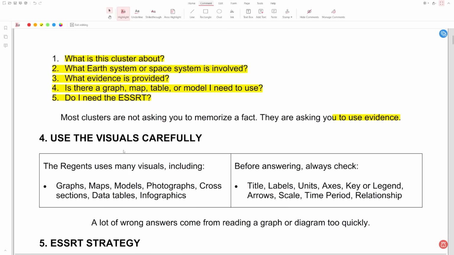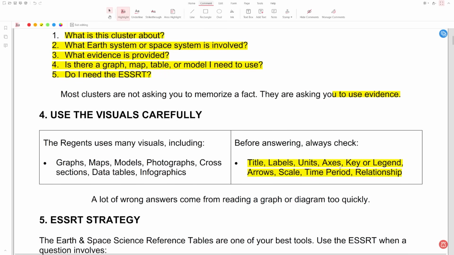So there's going to be tons of visuals, graphs, maps, models. We talked about that. And you should definitely always look at this stuff. So if there are graphs, look at the title, the labels, the units, the axes, the key, the legend, the arrows, the scales, the time period. Anything like that that has to do with the graph can help you on a question. A lot of wrong answers come from reading a graph or diagram way too quickly.